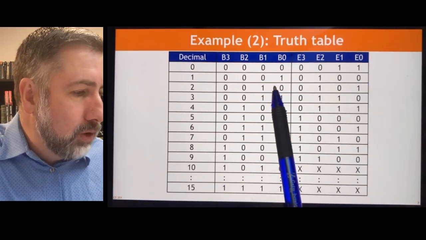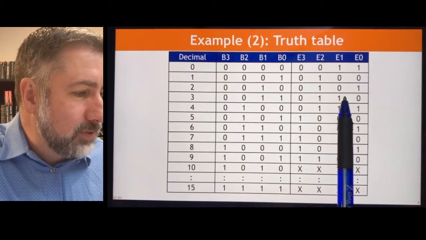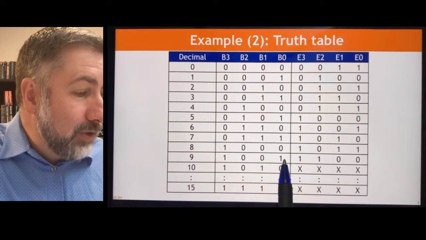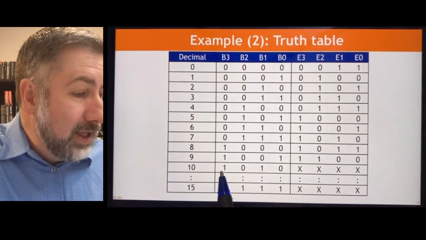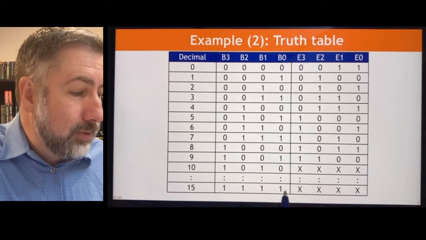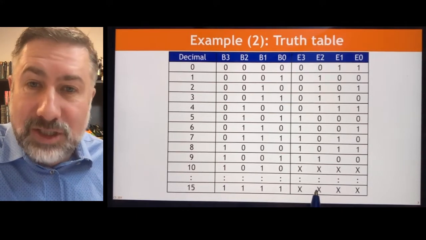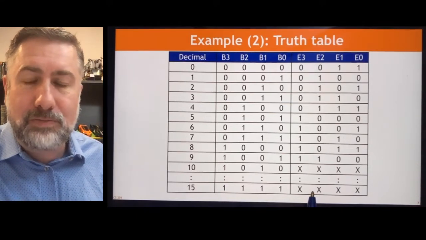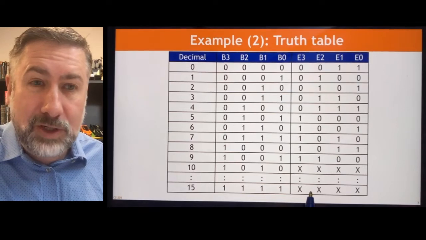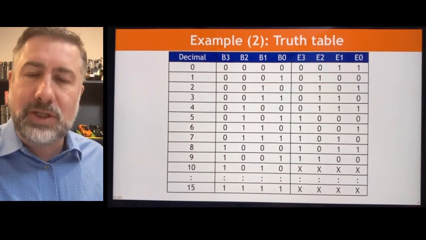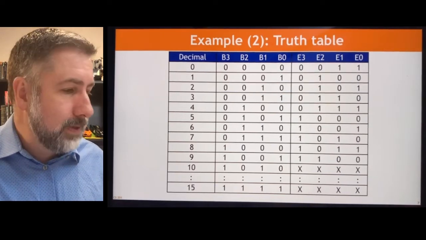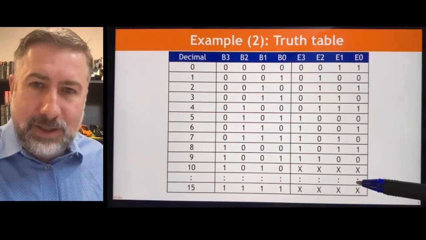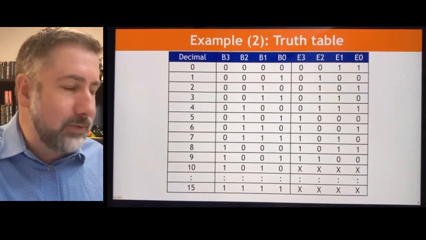1 becomes 4, 2 becomes 5, 3 becomes 6, etc. And then 9 becomes 12, 10 doesn't matter, all the way up to 15 doesn't matter. We will never see these inputs because they don't belong to the binary coded decimal encoding, and so we can treat them as don't care conditions. So this is, and I hope this makes sense, the truth table that I'm providing for you.